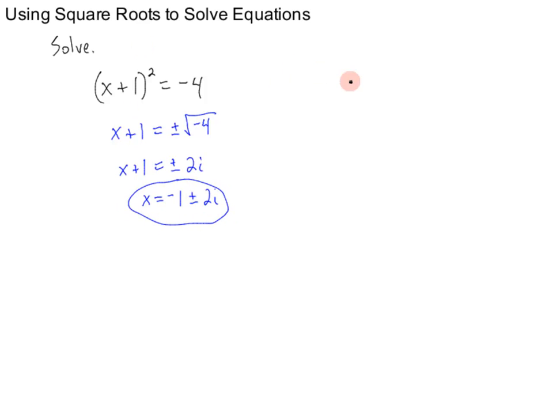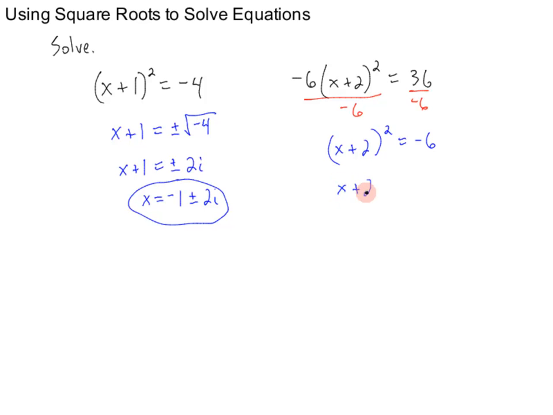Let's do one more example like this, somewhat similar anyway. If you have something like negative 6 times the quantity x plus 2 squared equals 36, well, you could take the square root of both sides, but it's much easier to divide both sides by negative 6 first so that you isolate the squared part. So you get x plus 2 squared equals 36 divided by negative 6, which is negative 6.